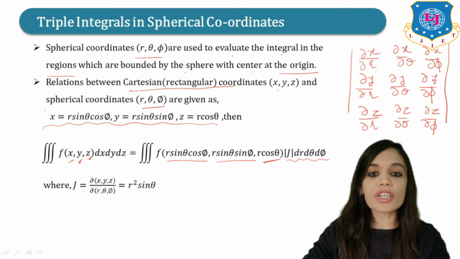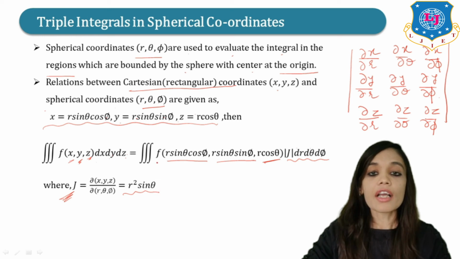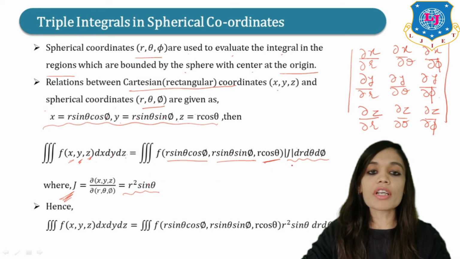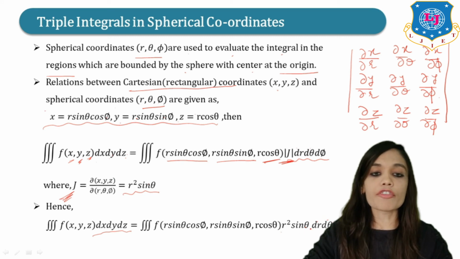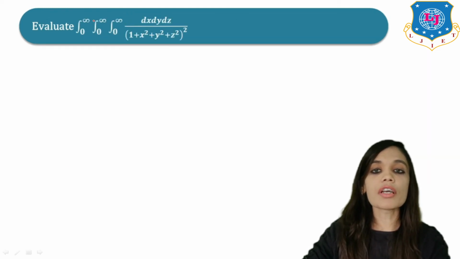Now on finding the partial differentiation and evaluating the determinant, we will get our Jacobian J as what? R square sine theta, right? Now we will put this value in our Jacobian J, right? So our dx, dy, dz will be written as r square sine theta, dr, d theta, d phi. Okay, so this will be the change whenever you convert into spherical coordinates, right? So now let us start with the example. So we have to evaluate triple integration from 0 to infinity dx, dy, dz upon 1 plus x square plus y square plus z square whole square.